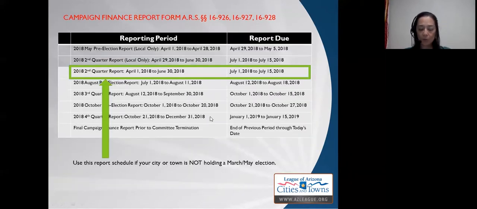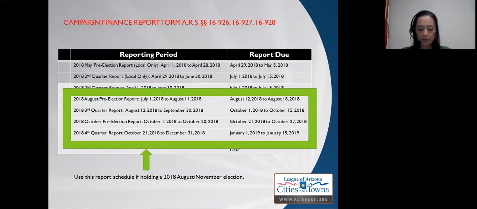Okay, so we've looked at what the local only report is, but for most of you that are having the August-November election, you'll want to use the one that's highlighted here because again, it's just a regular quarter report. So you're not having to do the pre-election report for May. And then I highlighted these next four boxes because this is really what we're going to be using for the August-November election. We're going to have that August pre-election report. Again, the post-election, which the SOS just calls the quarter report, will finish up the August primary. And then we'll have your election report for November, and then again, the quarter report to finish out that cycle.